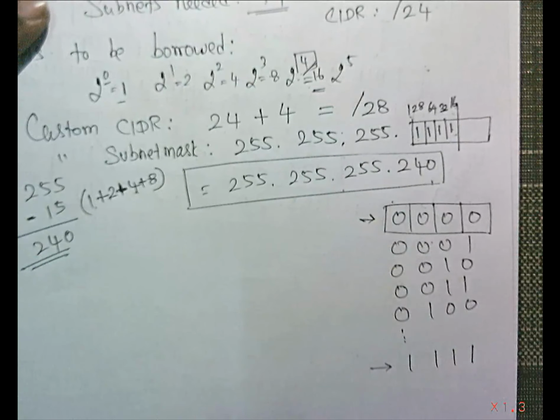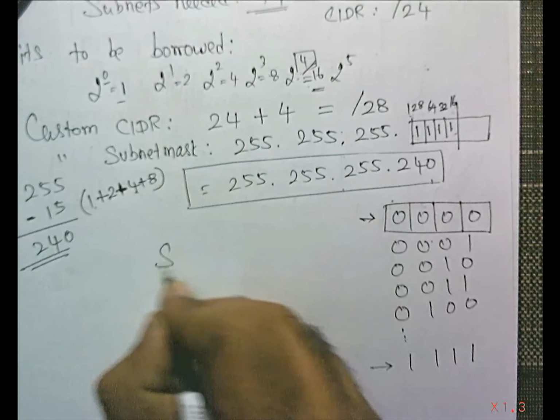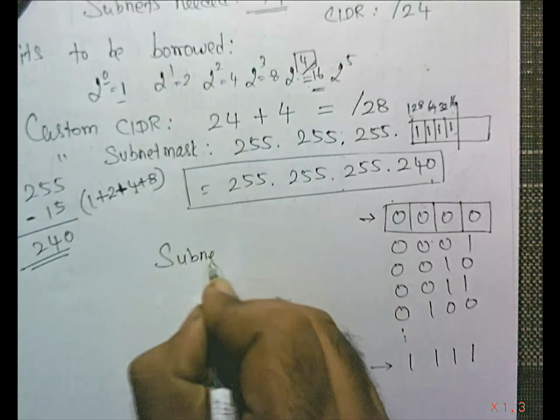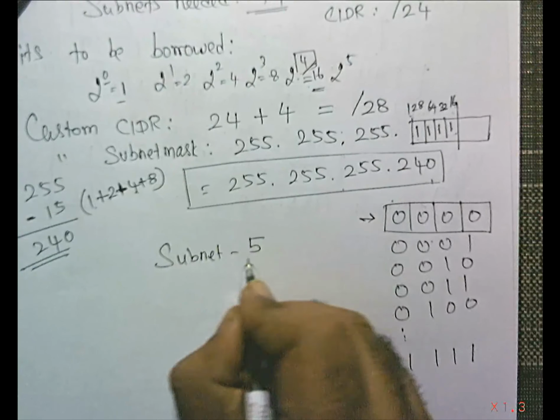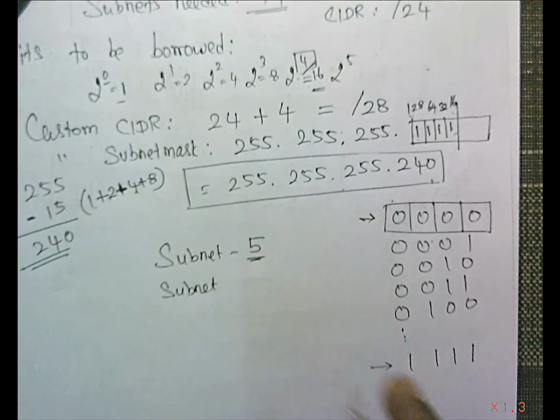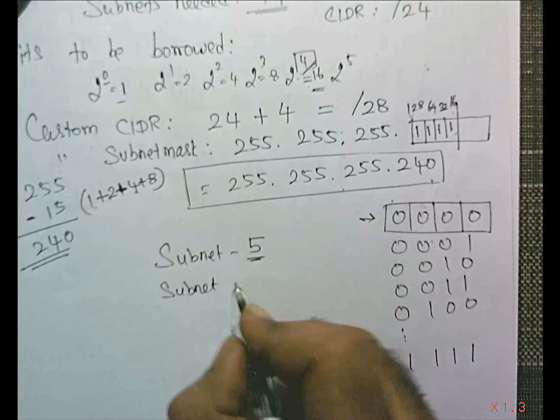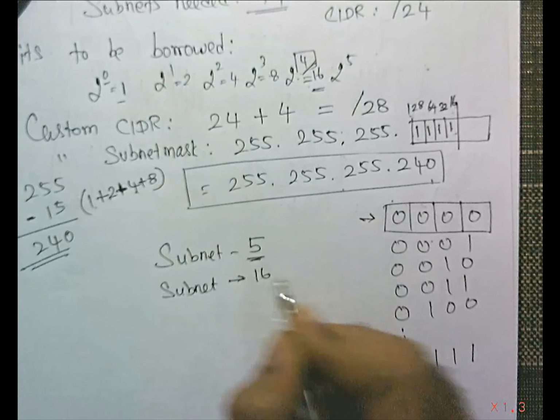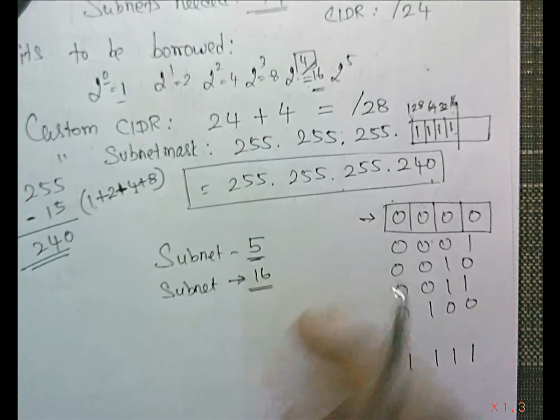Now I'm not going to calculate all the subnets, I'm going to randomly choose. For example, subnet 5 I'm going to calculate, and then the last one, the 16th subnet I'm going to find. So only two subnets I'm going to calculate here. I'm going to find the subnet ID, first host ID, last host ID, and broadcast IP address for only these two subnets.